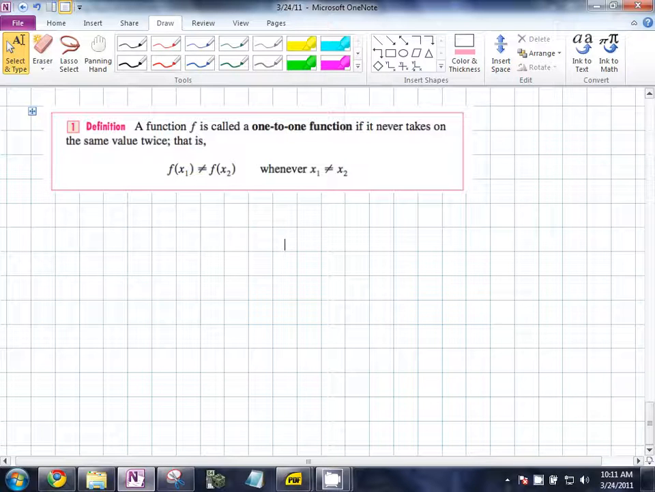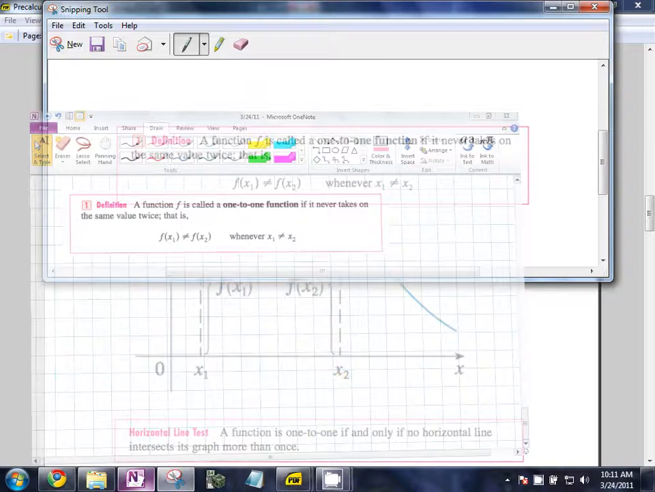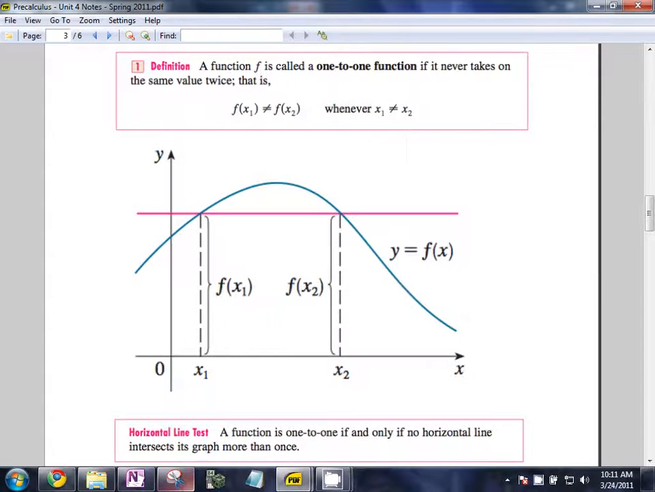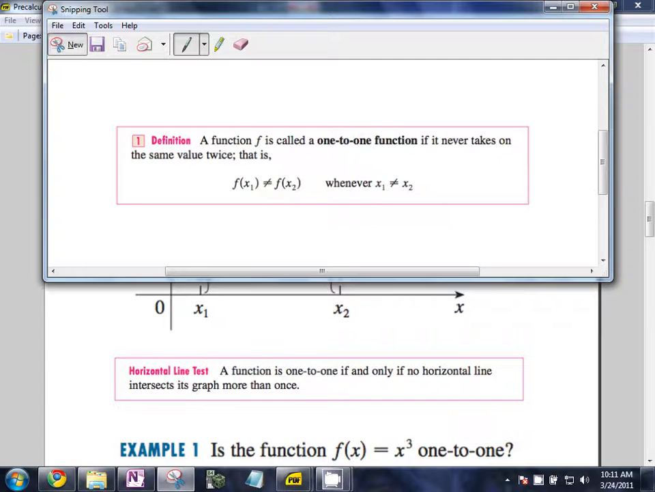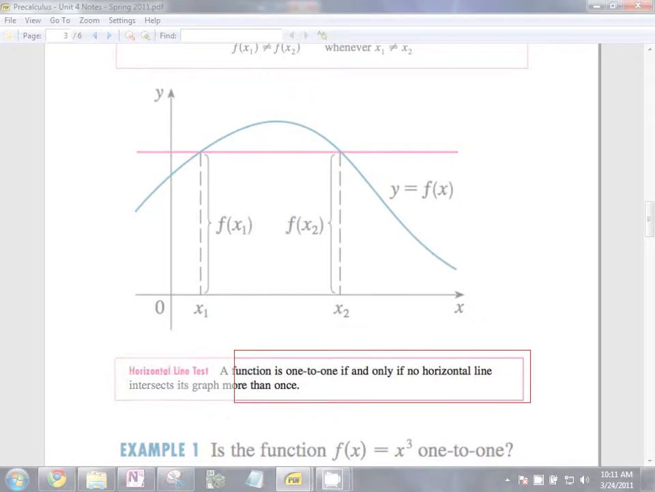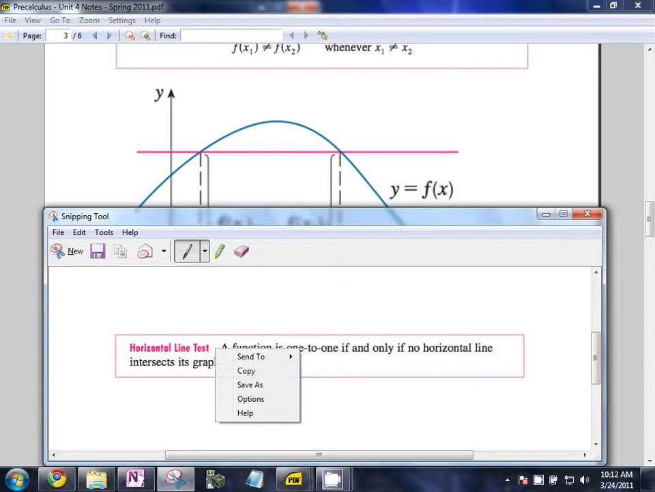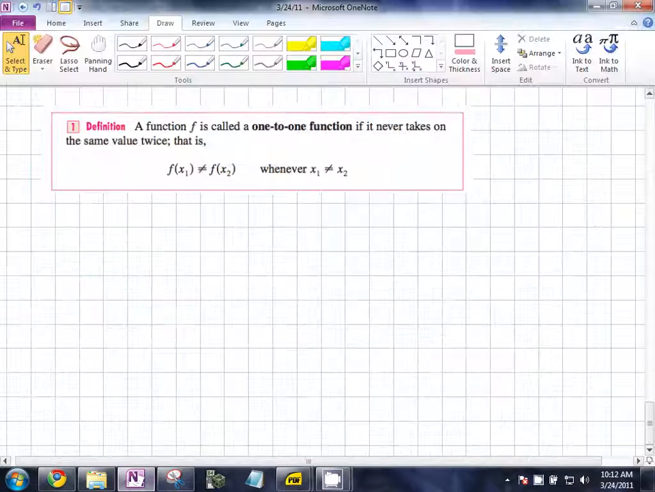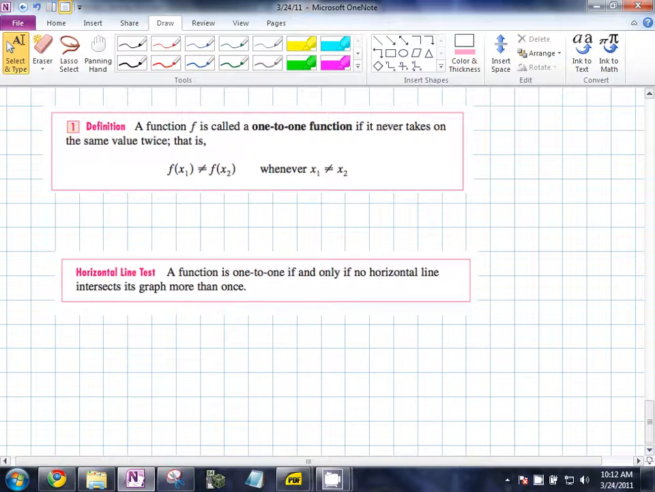So the horizontal line test is going to be this right here. It says that a function is one-to-one if and only if no horizontal line intersects its graph more than once. So if you can draw a horizontal line that passes through the graph more than once, you know the function is not one-to-one.